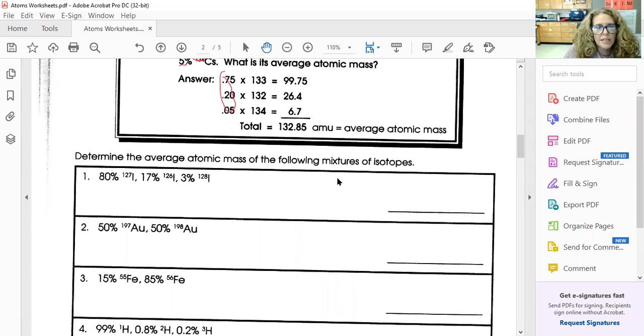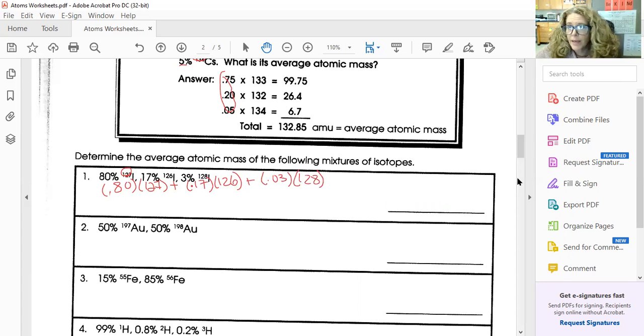If 80% of iodine has a mass of 127, then I would do 0.80 times the mass of 127. Now I want to add the 17%, which is 0.17 times the mass of 126. And then I have 0.03 times the mass of 128.